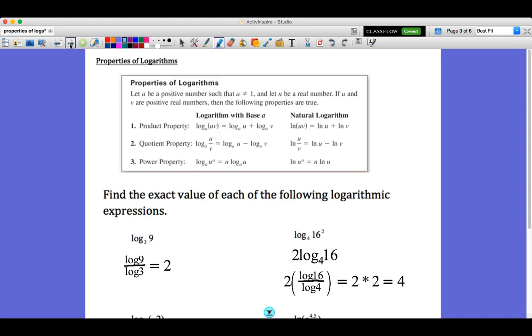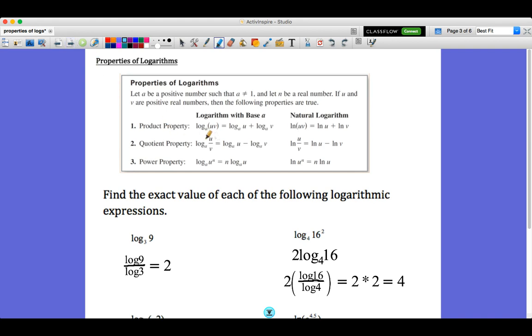So the second page says they want us to find some exact values of logarithms again. So it's kind of similar to what we did on the first page, but at the top of the second page, it's telling us some properties of logs. So we're going to use these properties of logs when we get to the third page in a second and on one or two things in here.